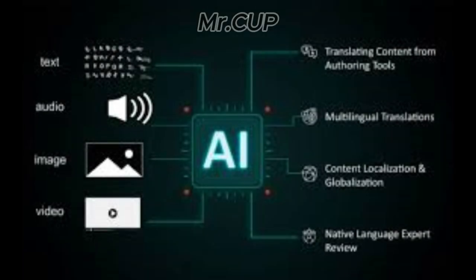5. Fields where AI is used. Healthcare, finance, education, aviation. 6. Risks of AI. Job loss, privacy concerns, legal and ethical issues.